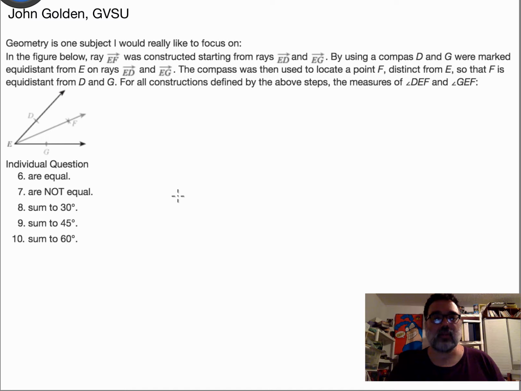Sometimes I even like to redraw the problem. So we've got a ray and another ray, and at this point E. Okay, and we're marking 2 points. So we have a compass that's like a circle. So we get a point D over here, and G. And the idea is if we marked them off with a circle, they're the same distance. So I'm going to put a little bar to indicate those are the same distance.